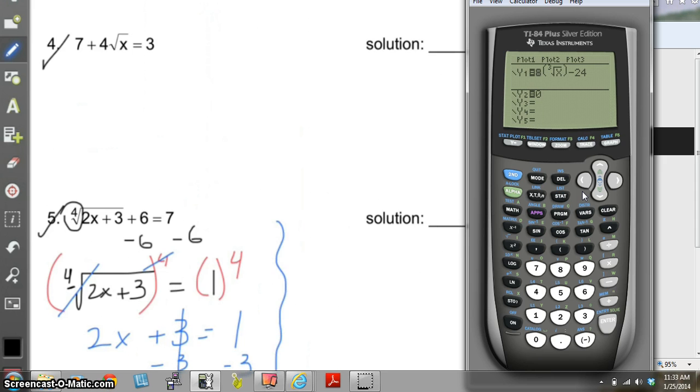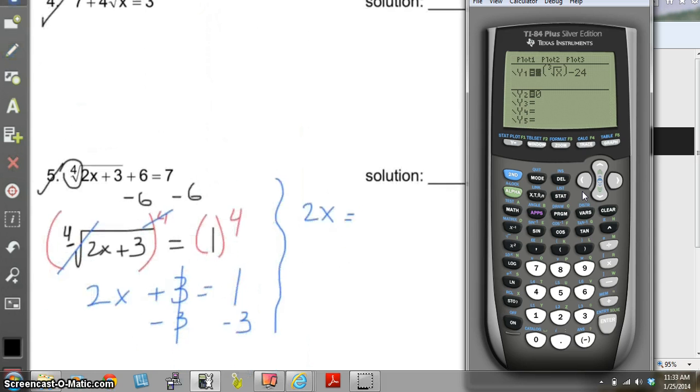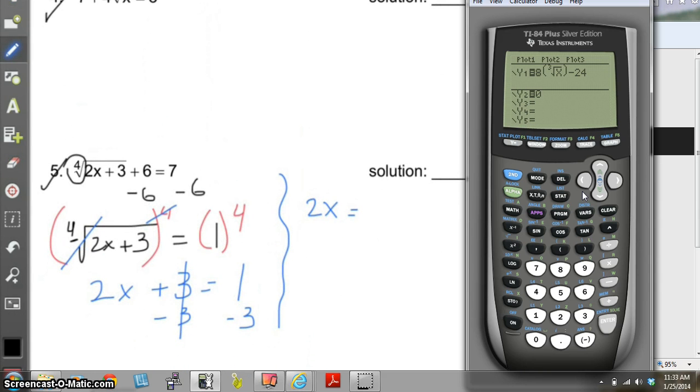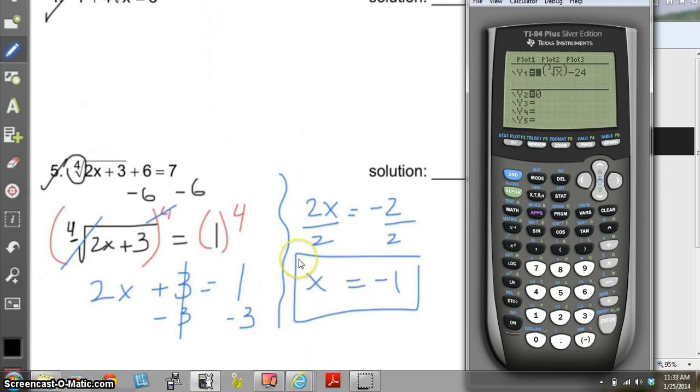So you will get that 2x is equal to 1 minus 3, which is, let me erase it so you can see, 1 minus 3, which is a negative 2. Then you divide by 2, so you get that x is equal to negative 1. Now, again, you can do all of this on the calculator. Let's check our answer. So let's clear this.